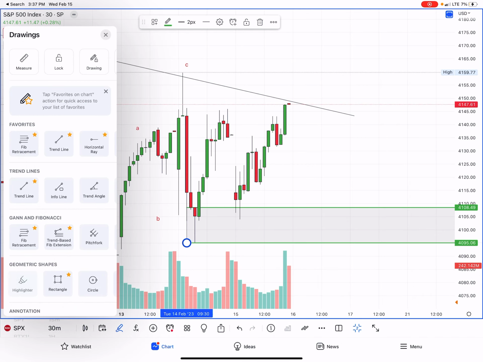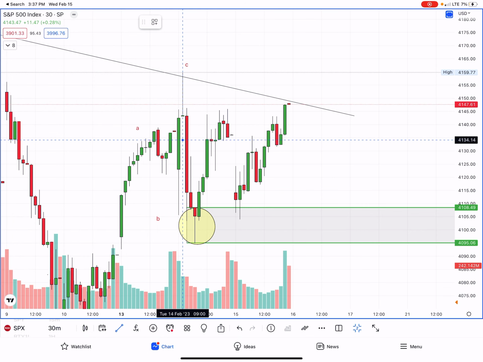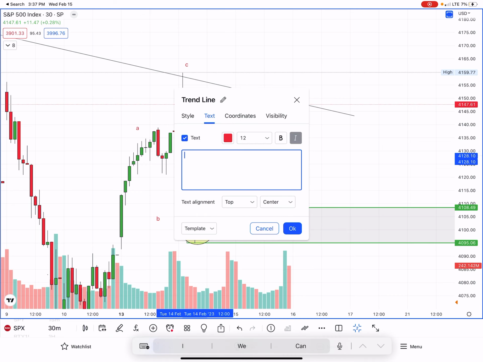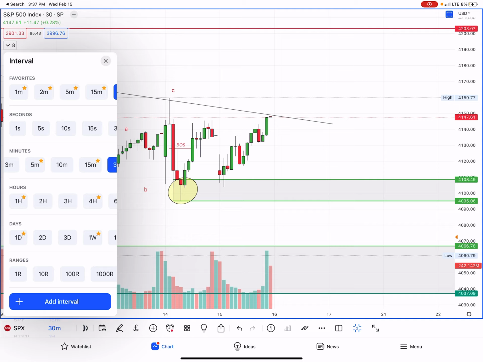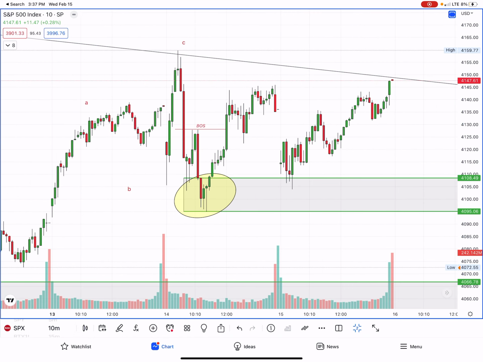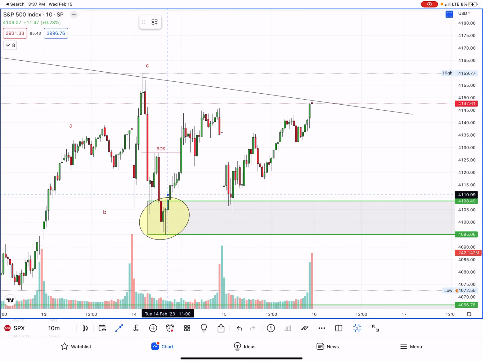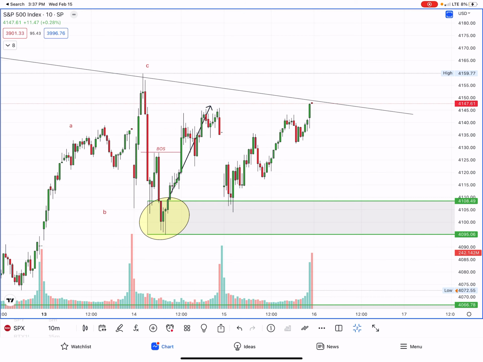A couple of things here though. This demand zone did not prove itself until price rallied and broke structure, therefore validating it. So let's put a line here. Let's call this BOS. Basically, if I go into a 10-minute chart, this demand zone wasn't validated until the market shot up, thus breaking structure, making it valid demand.